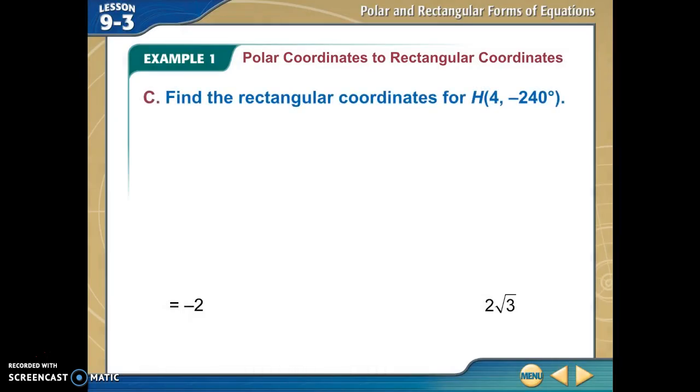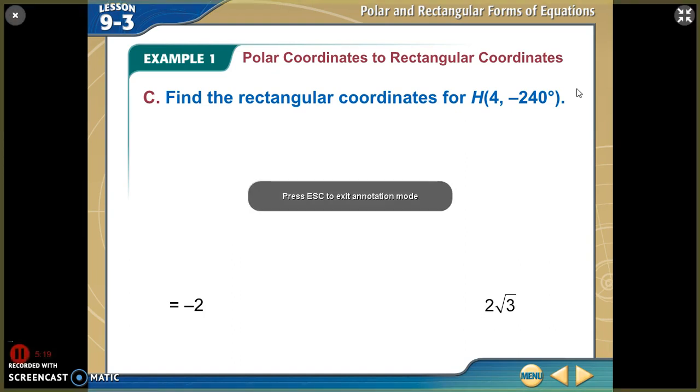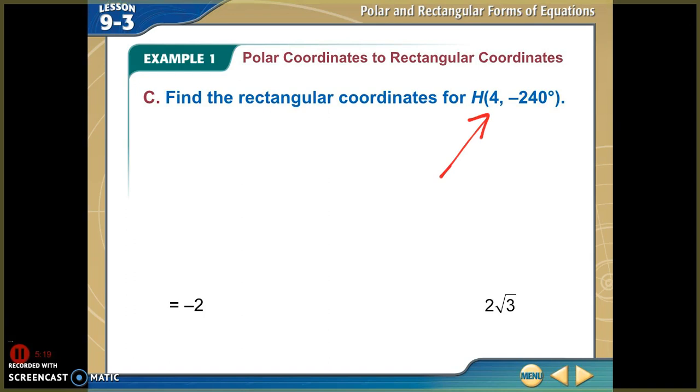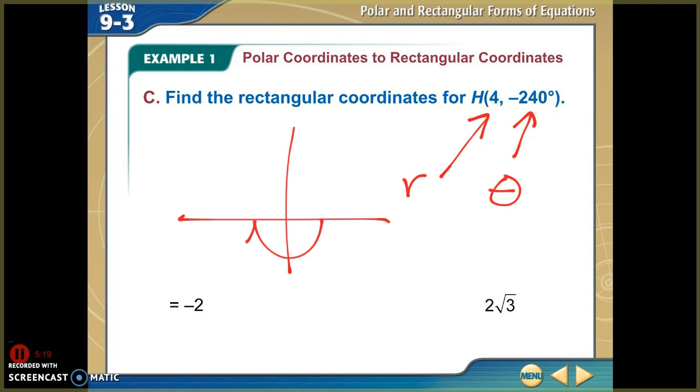All right. I want to find the rectangular coordinates for 4, negative 240. Again, you can just directly use your values: r is 4, and theta is negative 240. Or if you want to look at it visually, here's negative 180, and then to get to negative 240, it's another distance of 60, and I've gone out a distance of 4.